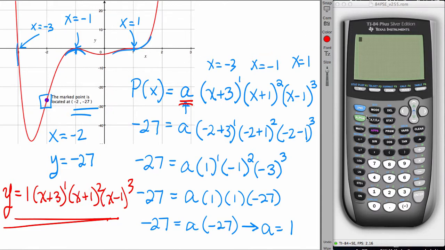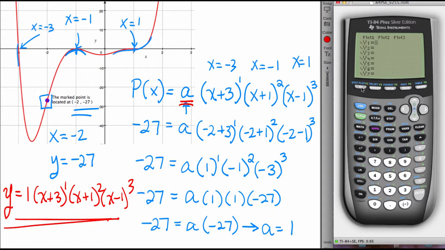Now, if we want to check this out, we can go to the calculator, go to y equals, and type in the following: parentheses x plus 3, that's raised to the first, parentheses x plus 1, that's raised to the second, and finally the third factor, parentheses x minus 1, parentheses raised to the third.